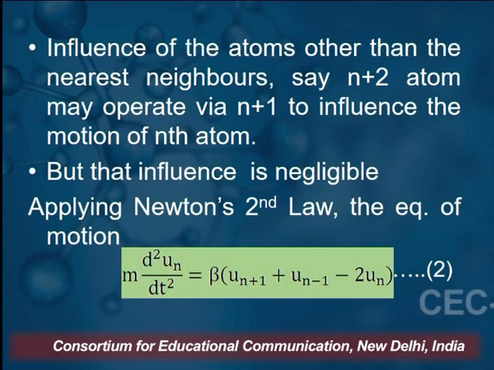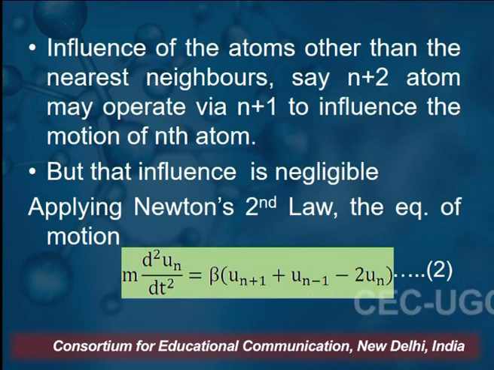The influence of atoms other than the nearest atoms, say the n plus 2th atom, on the nth atom will be only via the n plus 1th atom. Similarly, the n minus 2th atom will exert a force on the nth atom via the n minus 1th atom. But those influences will be negligible and we will consider only the nearest neighbor interaction.